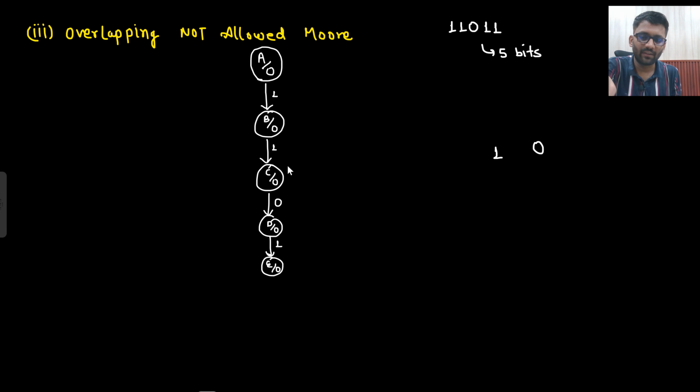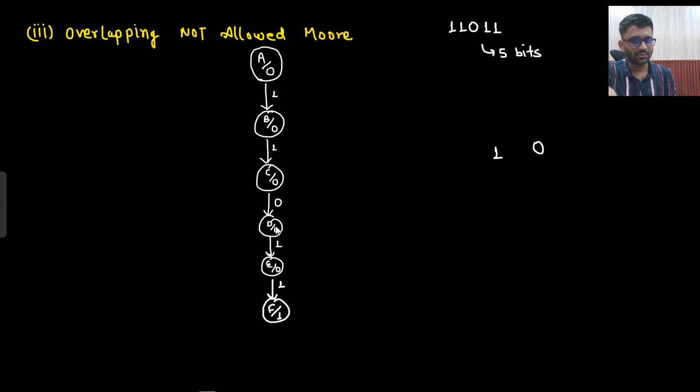So what I have applied is 1101. Again, if I apply 1, I can go to the next state. A, B, C, D: 1 is applied, 1 is applied, 0, 1 is applied, and again 1 is applied. So I can go to the next state F. Now my output will be 1. Yes or no?